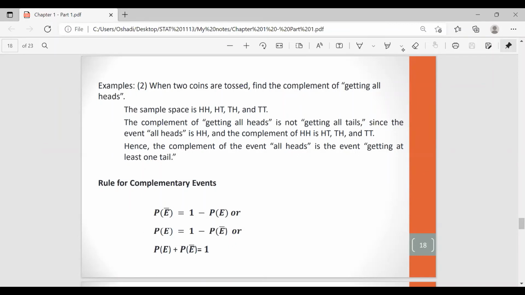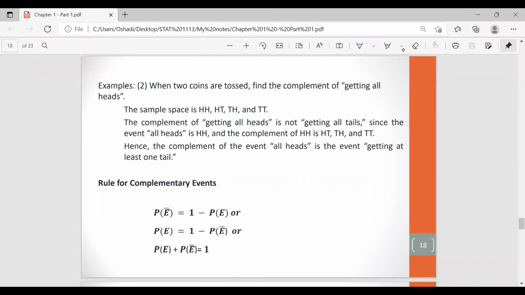So this is the rule of complementary events. We can write the probability of the complementary event equals 1 minus the probability of that event occurring. Or we can get it as the probability of an event occurring equals 1 minus the probability of its complement. Or another way, when we add up the probability of an event and the probability of its complement, it should add up to 1. So that is the rule for complementary events.